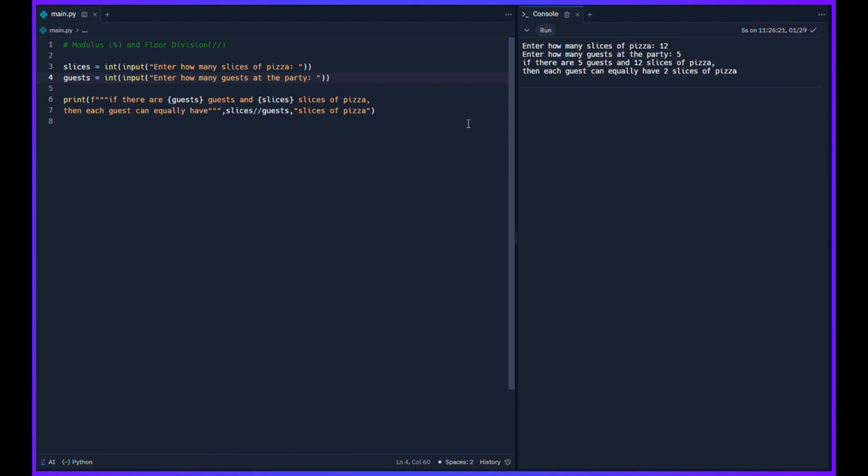So yeah, that's applications and descriptions of modulus and floor division.